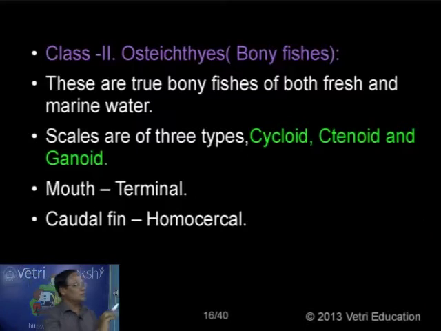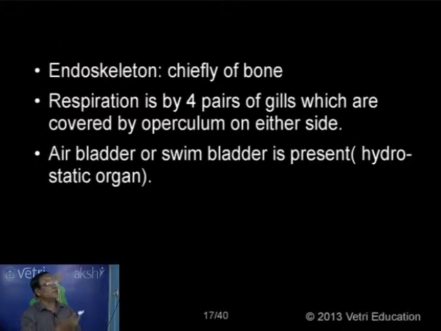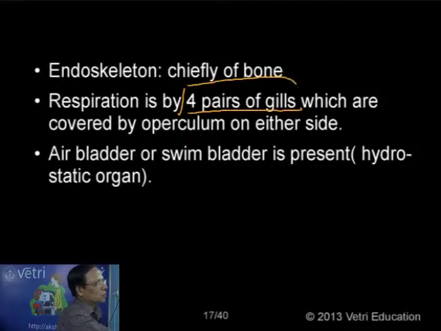Now, I mentioned this caudal fin being homocercal. Now coming back to the rest of it. The endoskeleton is bone. You have seen that already. And what is the total number of gills? I mentioned earlier in the sharks, I also showed that one, yes, there are 5 pairs of gills.